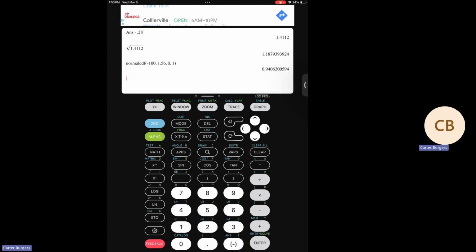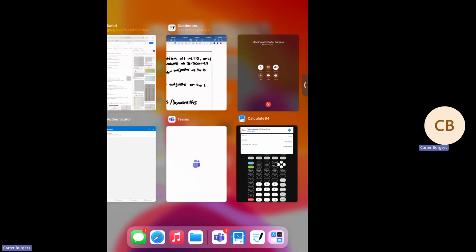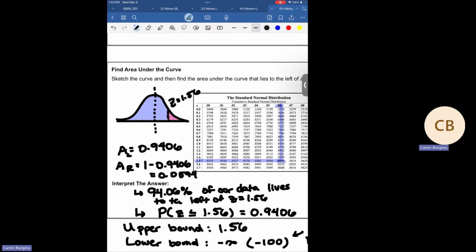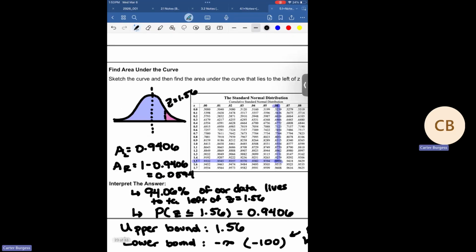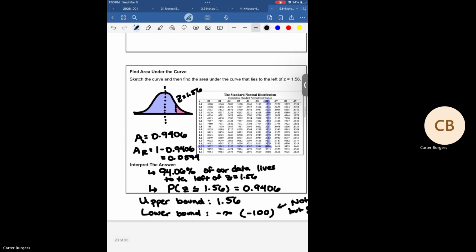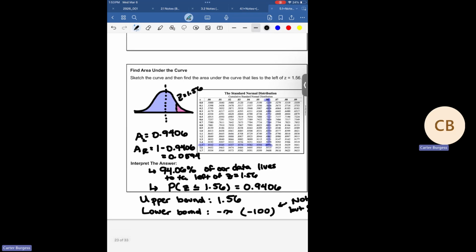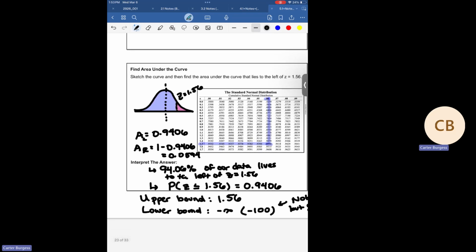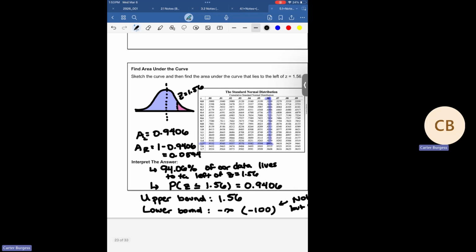Yeah, normal CDF. What's our lower bound? Nope. Lower bound is negative 100. It's technically negative infinity, but we're just going to put in negative 100 because that's good enough.